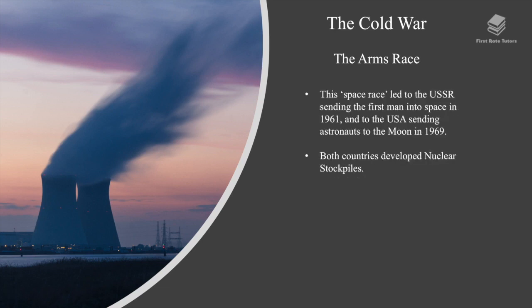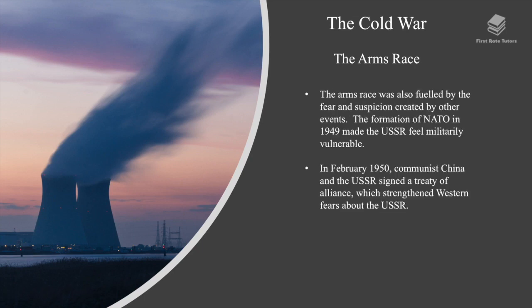This space race led to the USSR sending the first man into space in 1961 and to the USA sending astronauts to the moon in 1969. Both countries developed nuclear stockpiles. The arms race was also fueled by the fear and suspicion created by other events. The formation of NATO in 1949 made the USSR feel militarily vulnerable. In February 1950, Communist China and the USSR signed a treaty of alliance, which strengthened Western fears about the USSR.